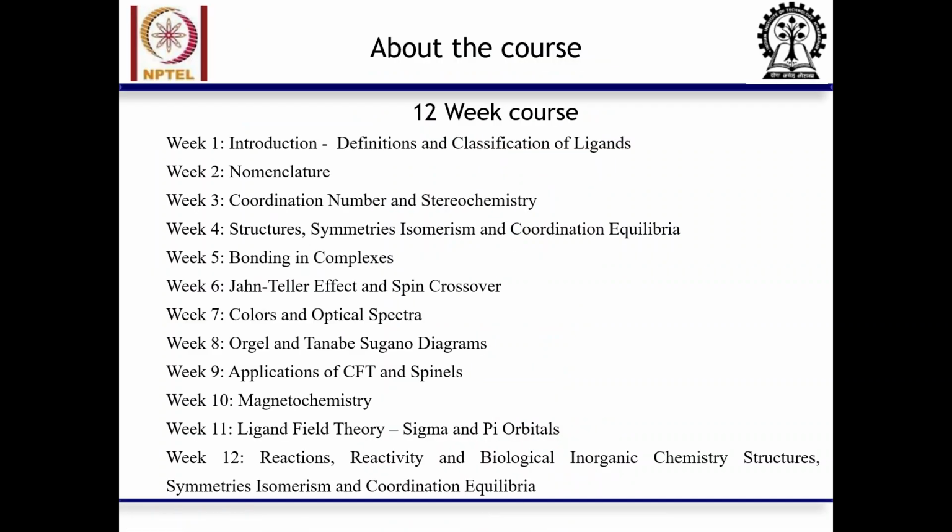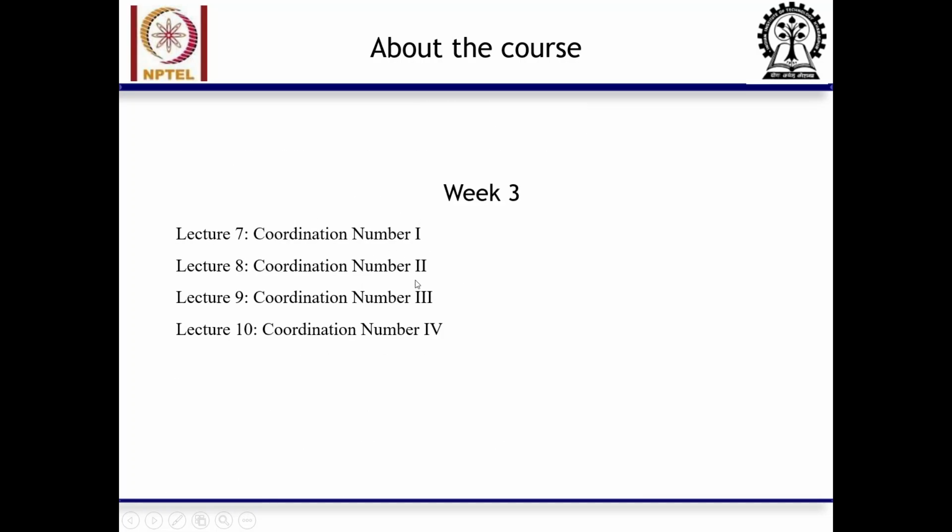So about the course, this is a 12-week course. In week one, we went through the introduction to coordination chemistry and discussed the different classifications of ligands, basically in three parts: class one ligand, ligand two, and ligand three. In week two, we discussed problems and solutions and the nomenclature of coordination compounds. And in week three, we discuss the coordination number of the coordination complexes.